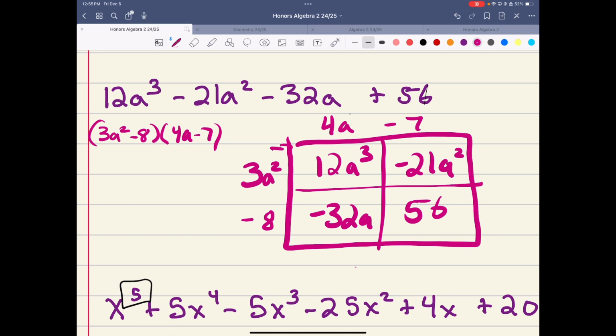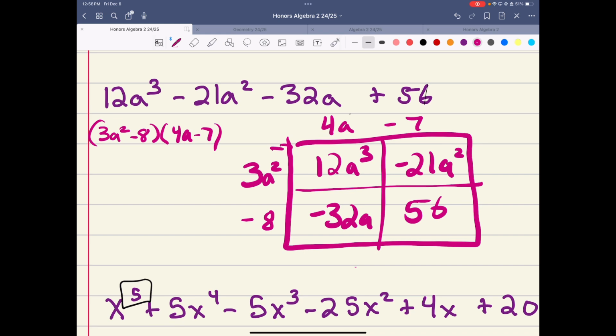Looks like it works. So you should have got 3a squared minus 8 and 4a minus 7. If you turn it around, that's fine. And again, all we're looking for is GCFs. And again, if your first one that you come across, like with the negative 8, negative 32 is negative, so that has to be negative. 4a times negative 8 is negative 32. So, works. Questions if it's 4 terms?